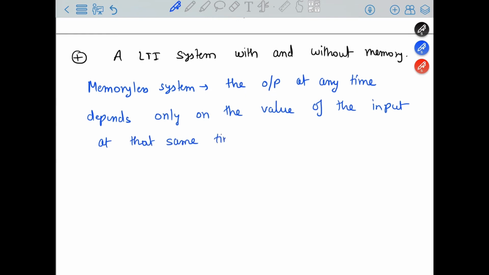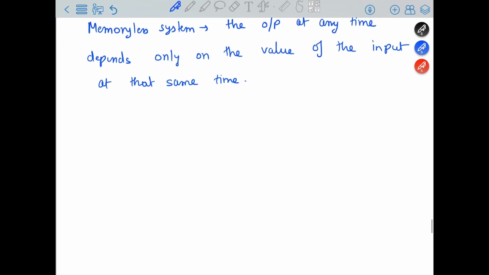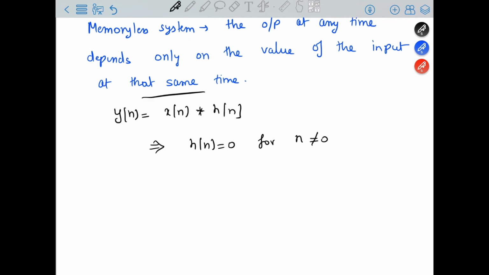We have already seen the example, so I am not getting into the example. We will see this property with respect to the impulse response of an LTI system. Suppose we have y[n], which is represented as a convolution of input and the impulse response. Now if we want our system to be memoryless, what will be the condition for h[n]? So h[n] must be 0 for all values of n not equal to 0, because we want the output at any time to depend only on the value of input at that same time. So for any other value of n, h[n] should be 0.